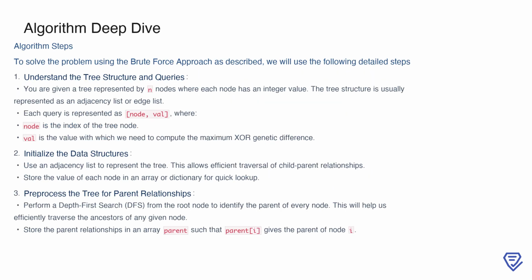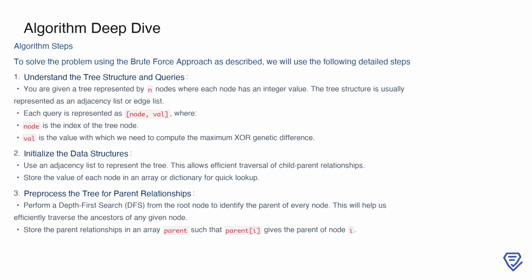To solve the maximum genetic difference query problem using the brute force approach, our first step is to understand the given data. The tree is represented by n nodes, where each node has an integer value. This tree structure can be stored as an adjacency list or edge list, which will help us navigate the relationships between nodes. Additionally, we are provided with queries, each in the format (node, val). Here, node refers to the specific node in the tree, and val is the value we are using to calculate the maximum XOR genetic difference.